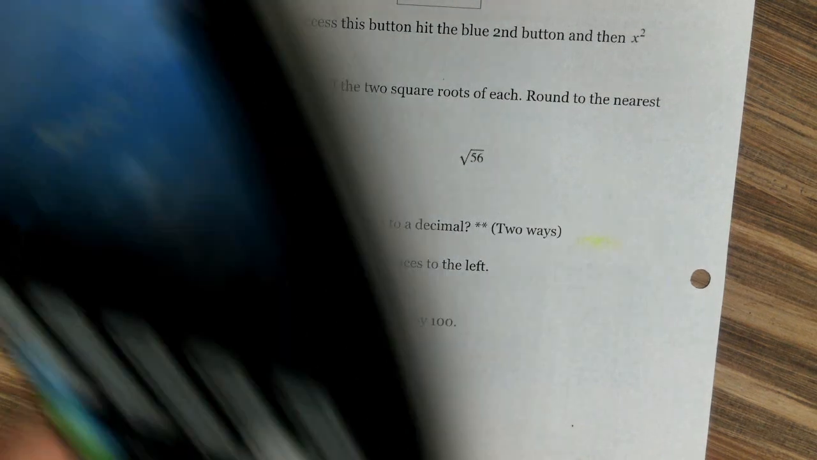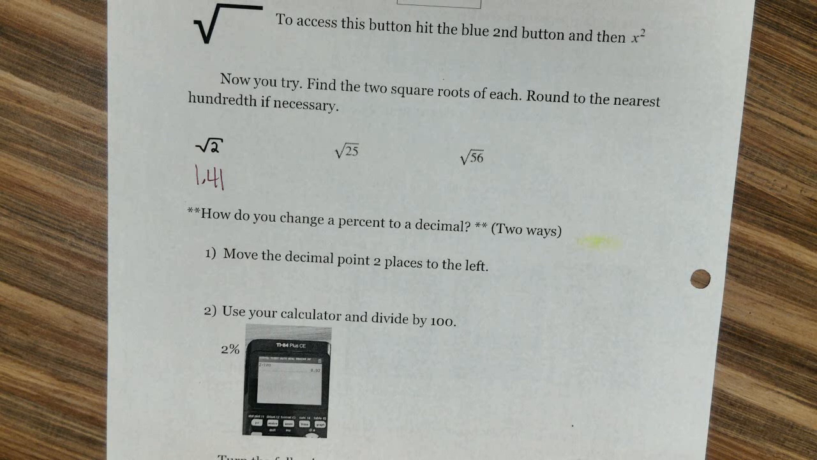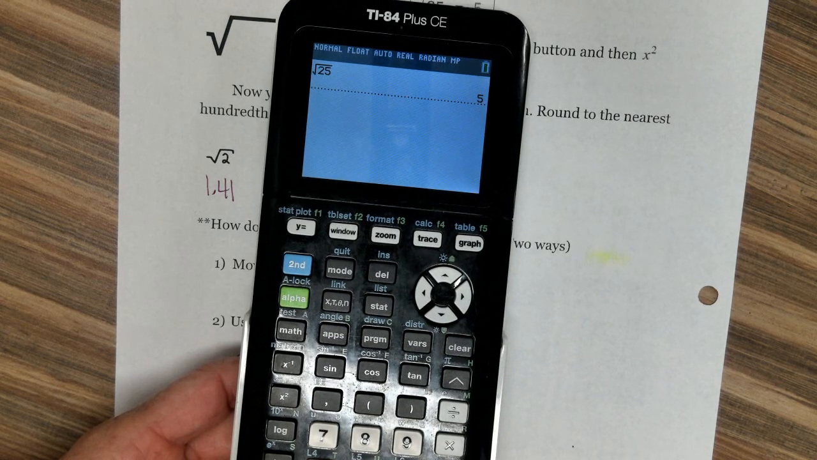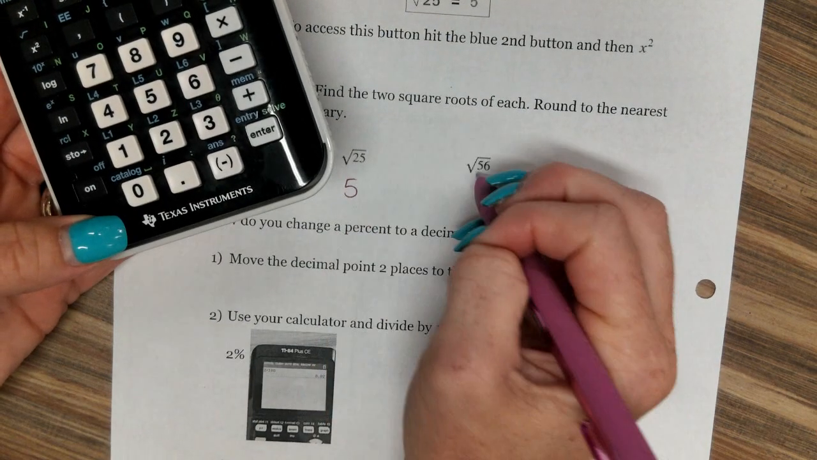All right, what's the square root of 25? Y'all should know that one. 5 times 5 is 25. But put it in just in case. Square root of 25 is 5. And then do this one on your own.